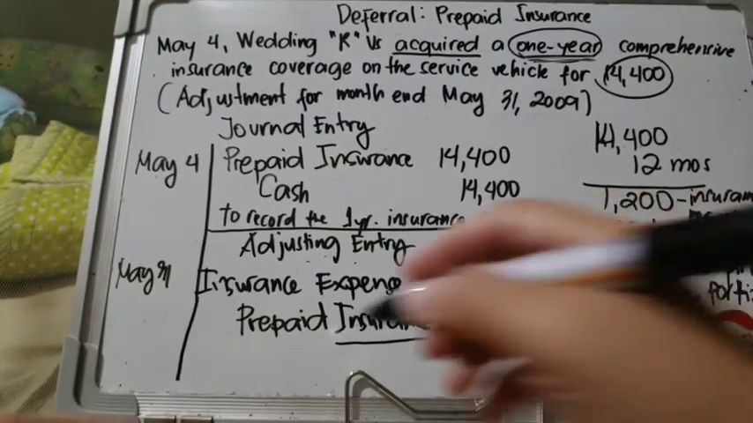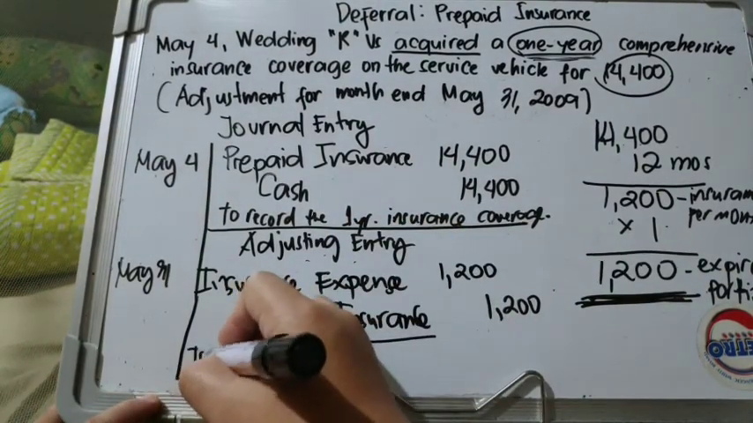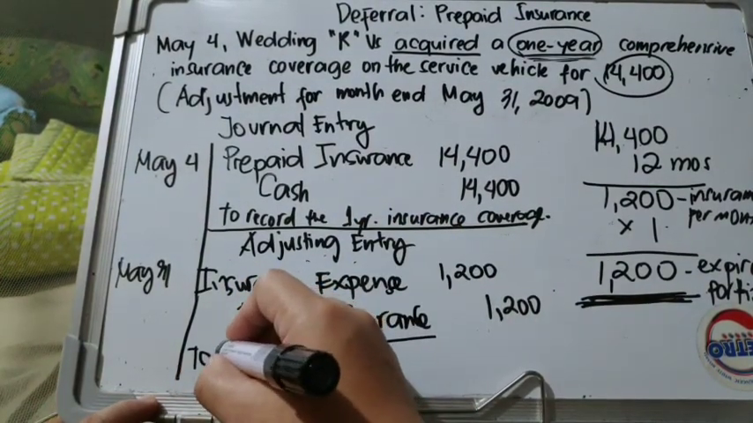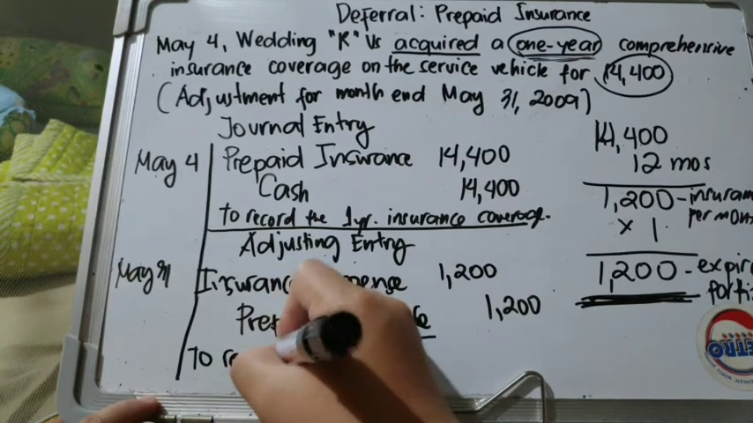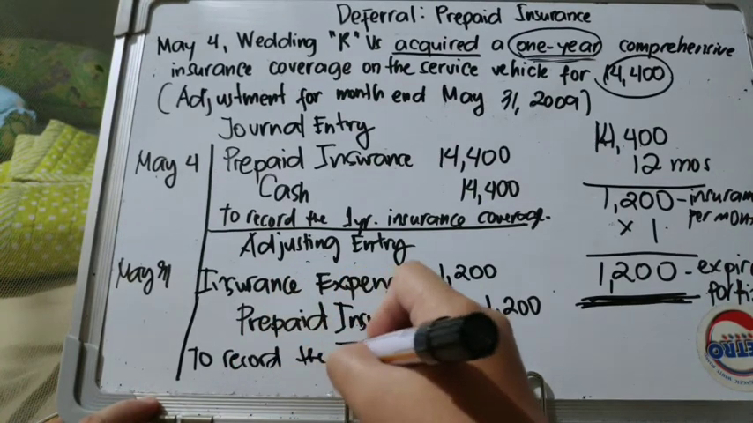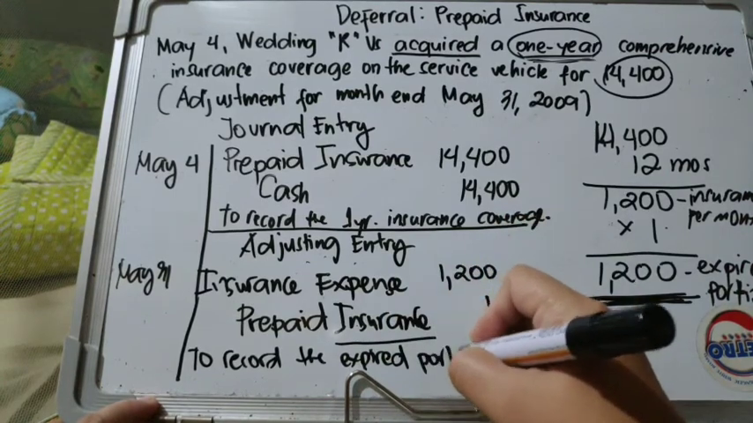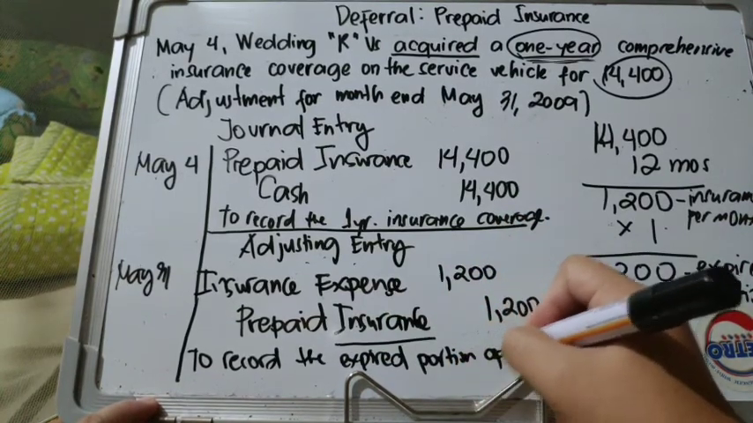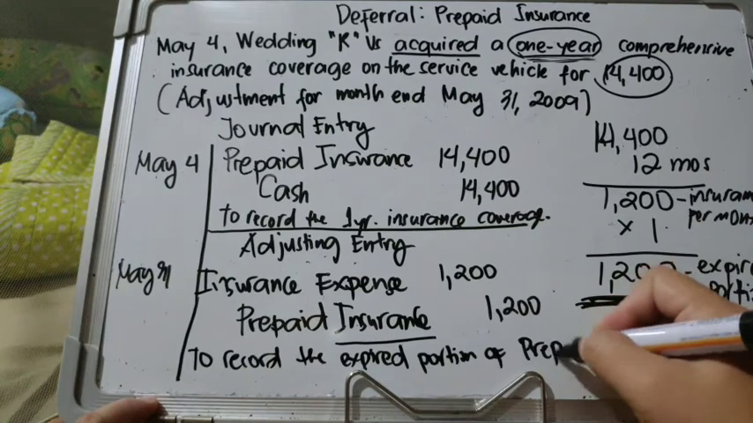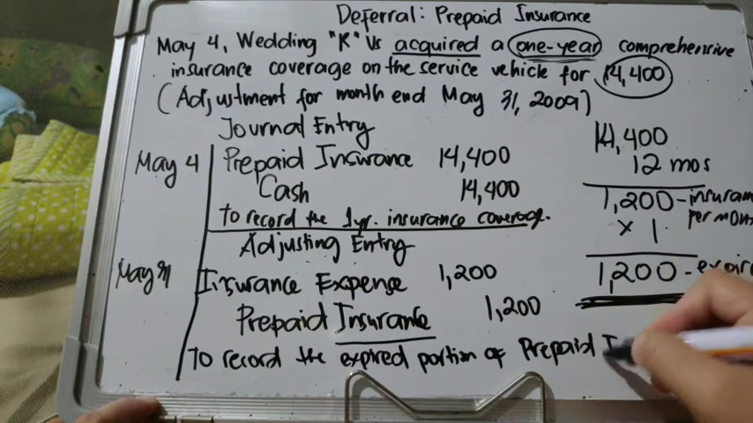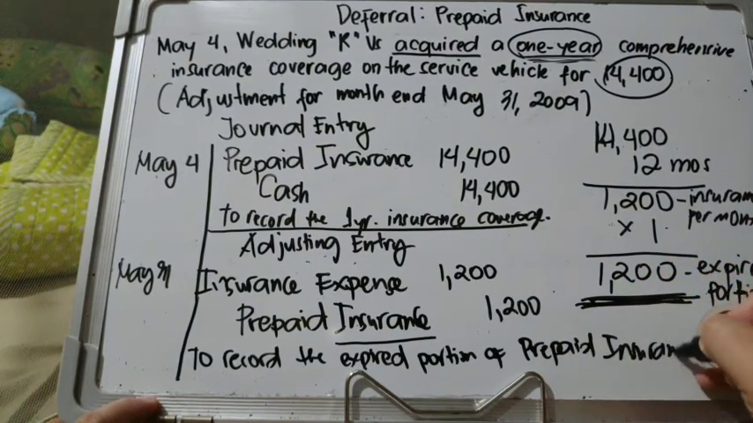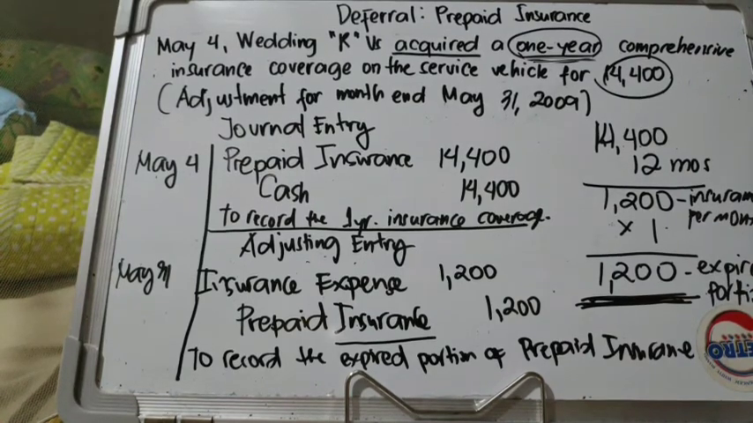Then what will be your explanation? The same as with the prepaid rent: to record the expired portion of prepaid insurance. Okay, so that is your adjusting entry.